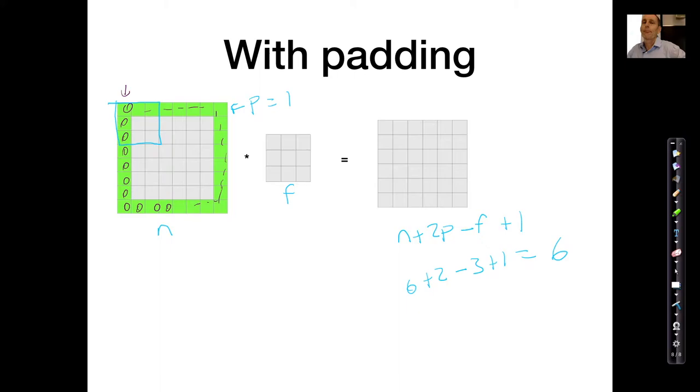And if you need to put the stride in here, the more general form is n plus 2p minus f over s, floor, plus 1. Or put the plus 1 in the floor if you want. But you can always just figure it out by doing a very small example. The simpler example would be a 3x3 kernel and a 4x4 input. Questions on this? So we're getting just about all the building blocks.